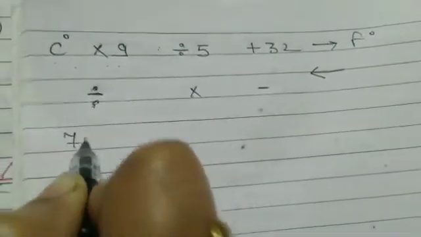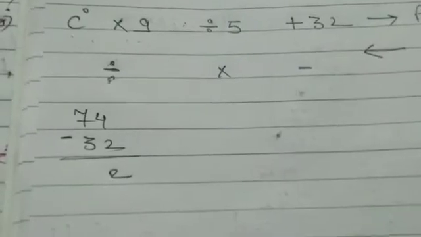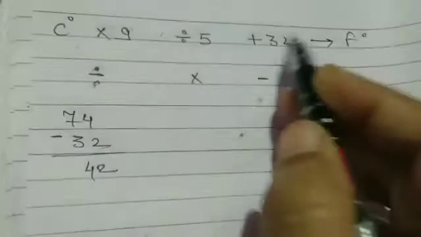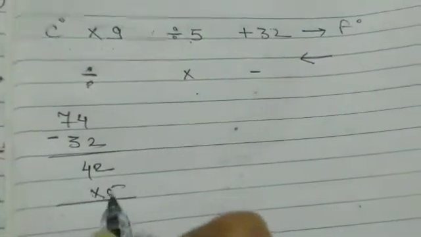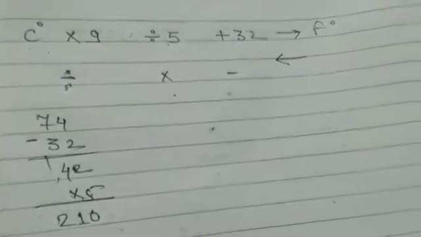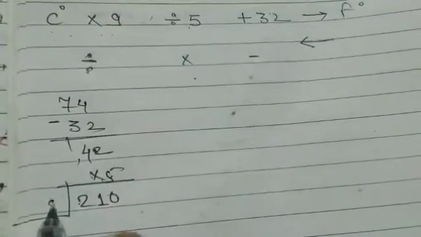74 degree. So 74, we have to subtract 32. So 4 minus 2 is 2. 7 minus 3 is again 4. So we have 42. Now what we have to do? We have to multiply by 5. So if you multiply by 5, 5 2s are 10, 0 carry 1, 5 4s are 20 and 1, 21. Now what we have to do? We have to divide the product by 9.